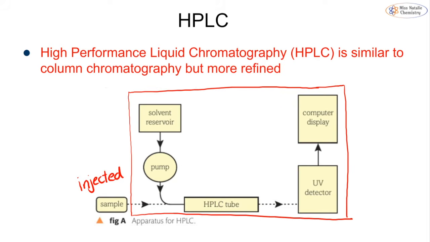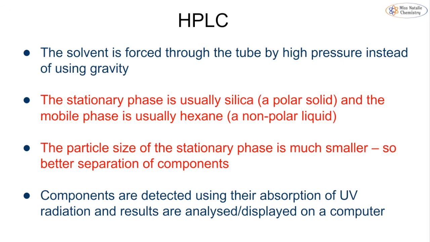So it's very similar to column chromatography, but there are just slightly more refined parts. The main difference in comparison to column chromatography is column uses gravity, so the mixture and the components fall through the tube due to gravity. Because in our HPLC the tube is on its side, we can't use gravity, so we actually push it through using a high pressure. So that's the main difference.